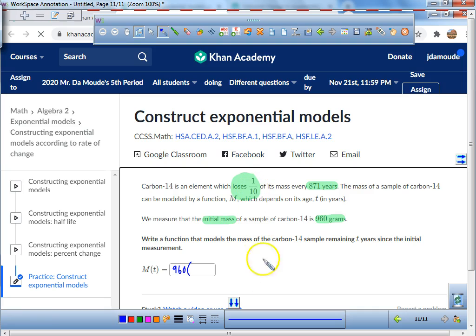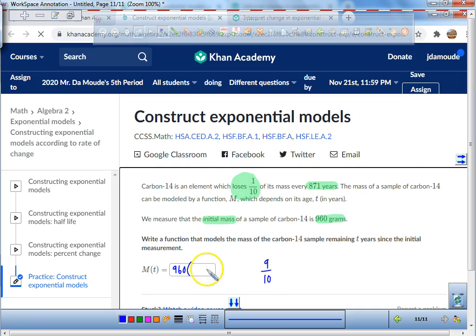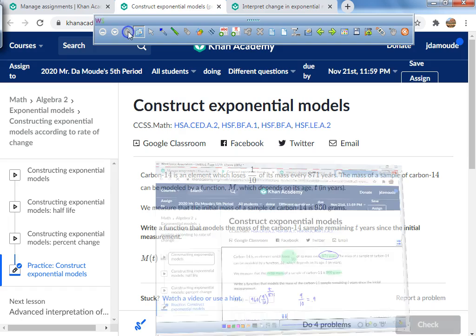Now, if it's losing 1/10, that means it still has to keep what? 9/10. Because you're losing 1/10, it keeps 9/10. So I got to put 9 over 10. Now, if you wanted to, could you put the decimal equivalent 0.9? Sure. But it's not happening every single year. It's happening every 871 years. So I got to put t over 871, just like that.